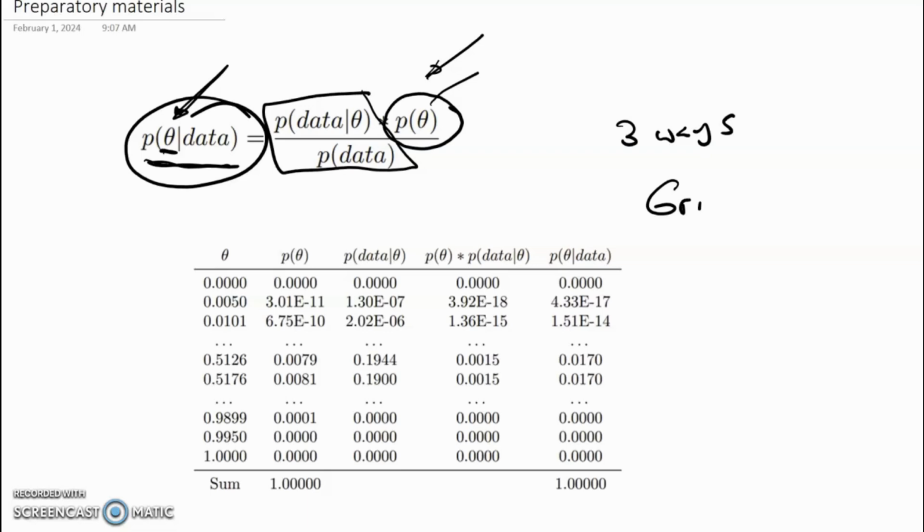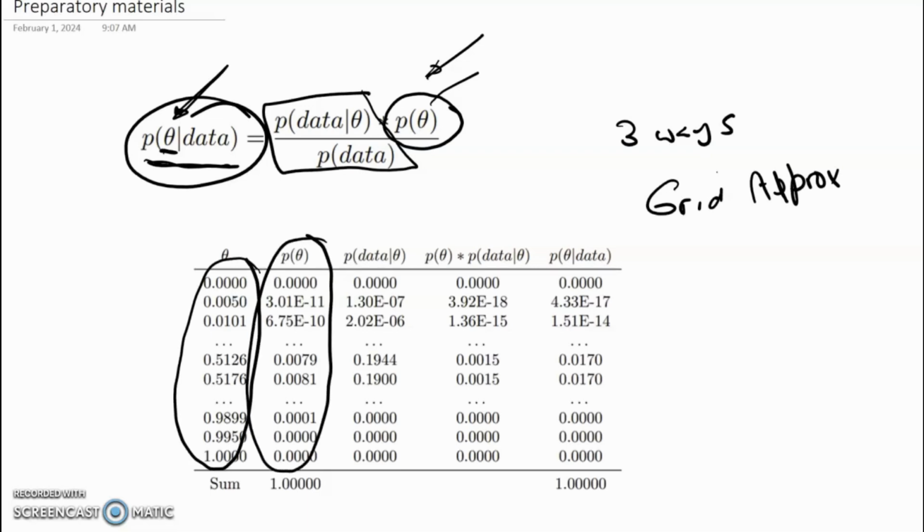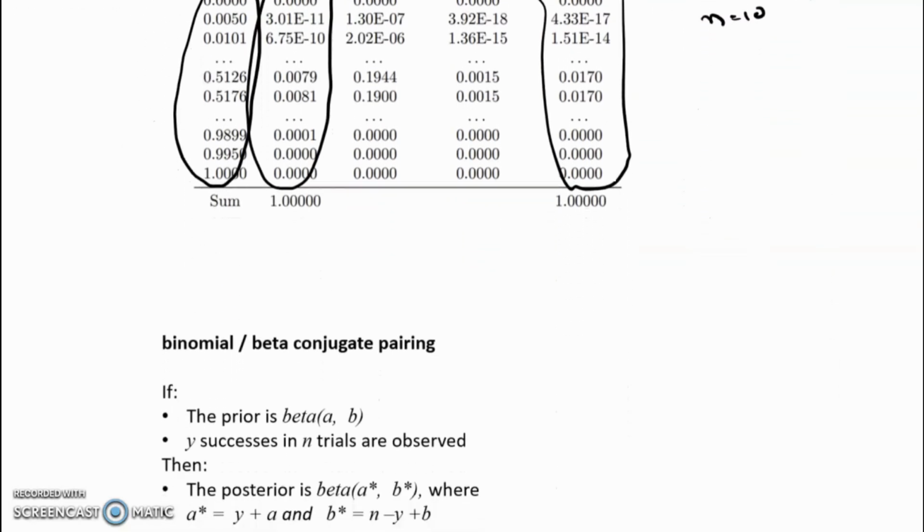The first was grid approximation. We created a very fine grid of 200 different values of theta and assigned prior probabilities to those. In the globe tossing experiment, we had y equal to 4, n equal to 10. We did the algebra and arrived at our posterior distribution.